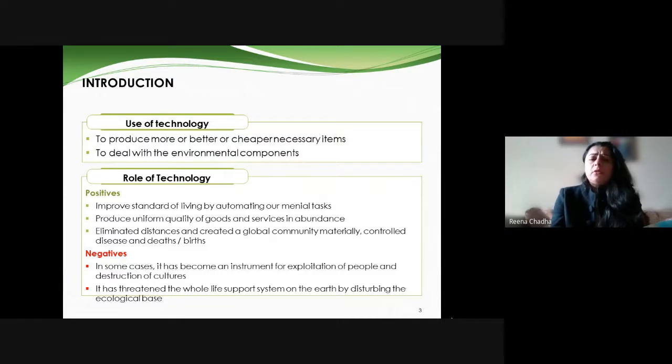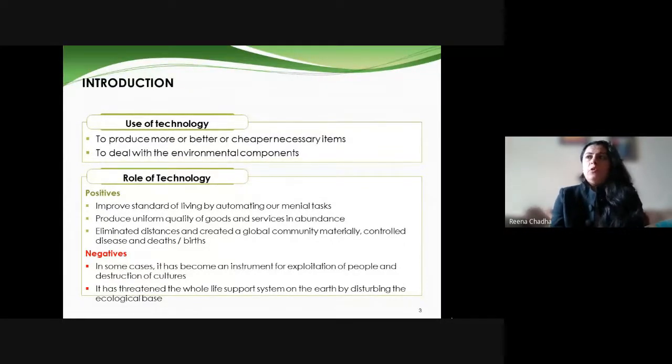And then it has also threatened the whole life support system on the earth by disturbing the ecological base. There are many species of plants and animals who are being endangered due to these technological innovations, because we are not aware of what kind of impacts radiations and exposures of infrared radiation is creating on these flora and fauna.